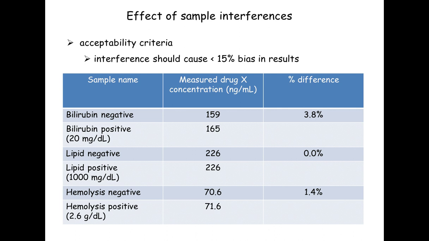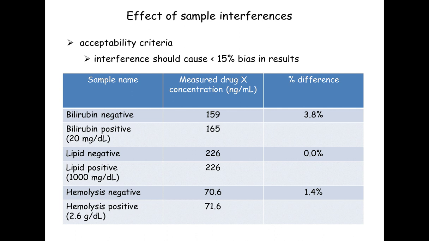So an example of one of the experiments we use for drug X is shown here. So we spiked bilirubin, lipids, and hemoglobin into blank matrix. And you have to remember and take care of the dilution effect. So if you're spiking these things into your blank matrix, for the negative sample you also have to spike in mobile phase or water or something so that the dilution is the same in both situations.